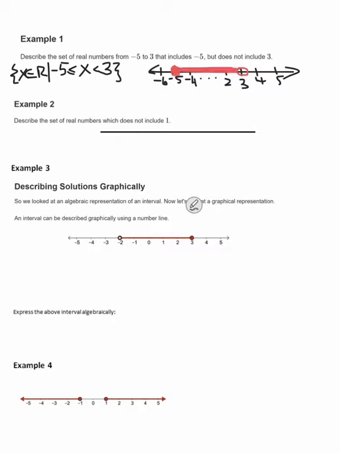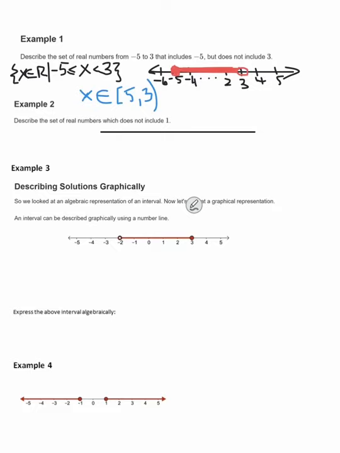In interval notation, we can write that x is an element of between -5 and 3. Remember, at -5, we're going to have a square bracket because it includes it, and at 3, it's going to be an open round bracket.